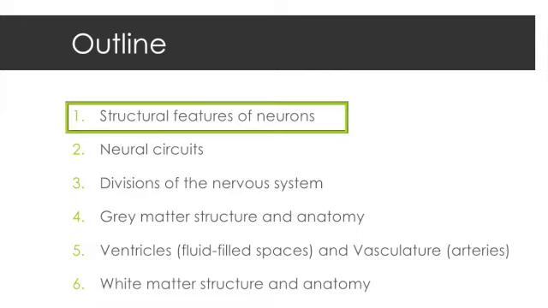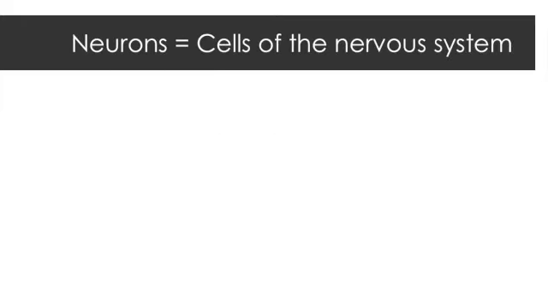Let's start by talking about the structural features of neurons. Now, I know you've all heard about neurons, right? I'm pretty sure that you wouldn't have taken this course if you hadn't heard about what a neuron is. Neurons are cells of the nervous system, right? We have 10 to the 12 of them. Nobody has, it's just an estimate.